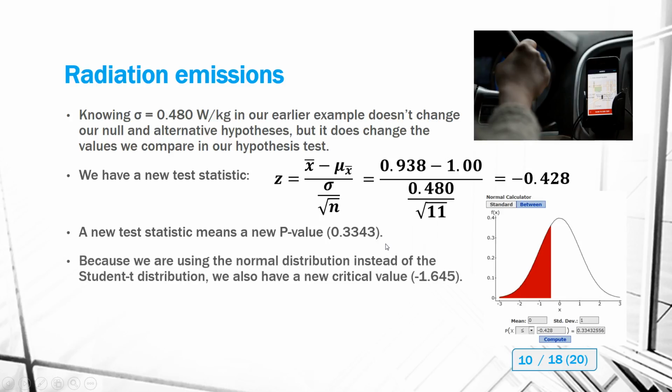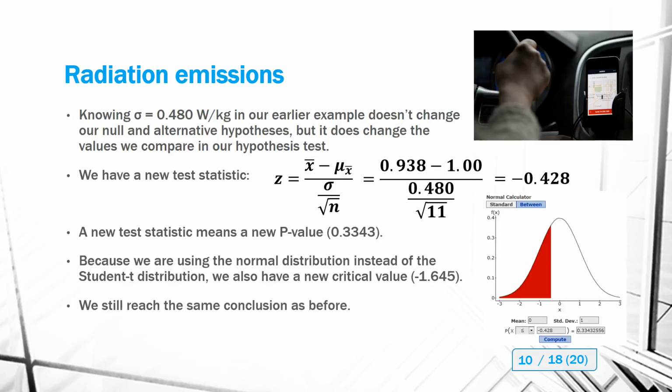And because we're using the normal distribution instead of the t-distribution, we're also going to have a new critical value, which we know from previous examples and work that we've done in previous sections is going to be negative 1.645. If you don't believe that, well then go ahead and look it up in the table or use a normal calculator there in your software, but it's going to come out negative 1.645.